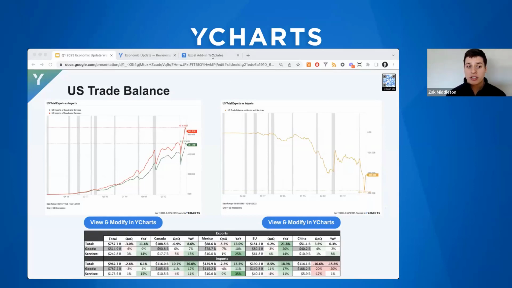Overall, exports increased in most of the European Union, 21.8%. Goods exports increased 20% in the EU, while services exports increased 25% in Mexico. Overall, imports increased the most in Canada, about 20%. Goods imports increased 70% in the EU and Canada, while services imports increased 35% in Mexico. So an uptick across the board there.